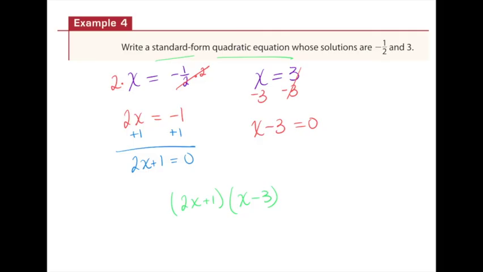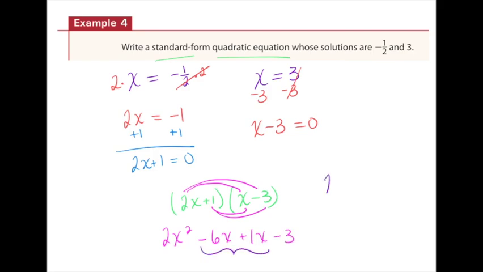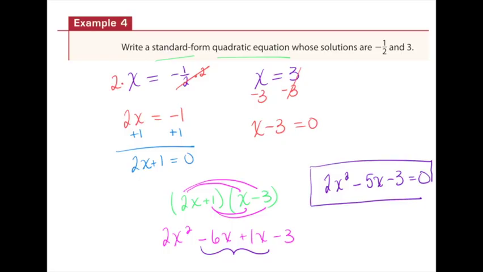And so I'm going to FOIL, just like I did in the very first section. 2x times x, 2x times -3, 1 times x, and 1 times -3. And then, of course, I need to combine these middle terms. 2x squared minus 5x minus 3 equals 0. So they gave me the answers, and I worked my way back to the quadratic equation. All right. And so there actually will be times when we do this.